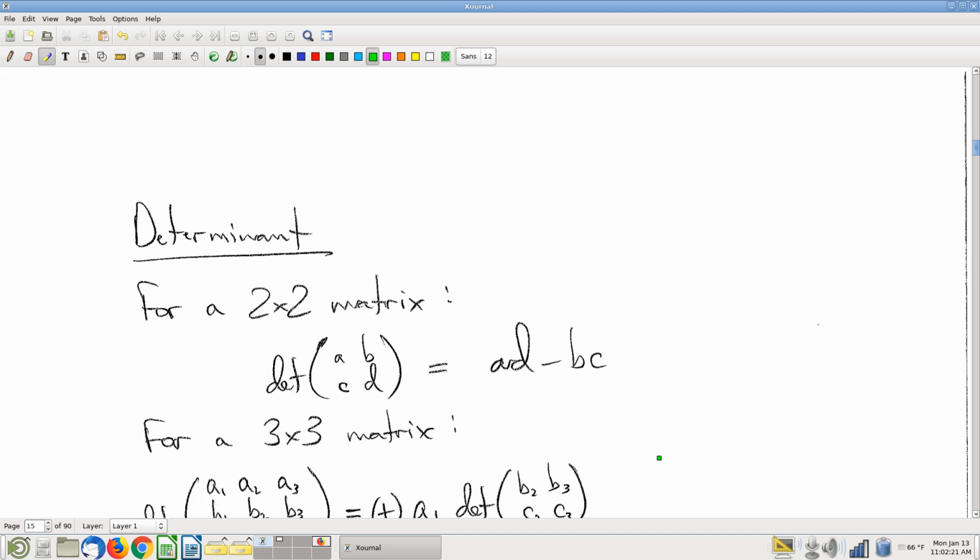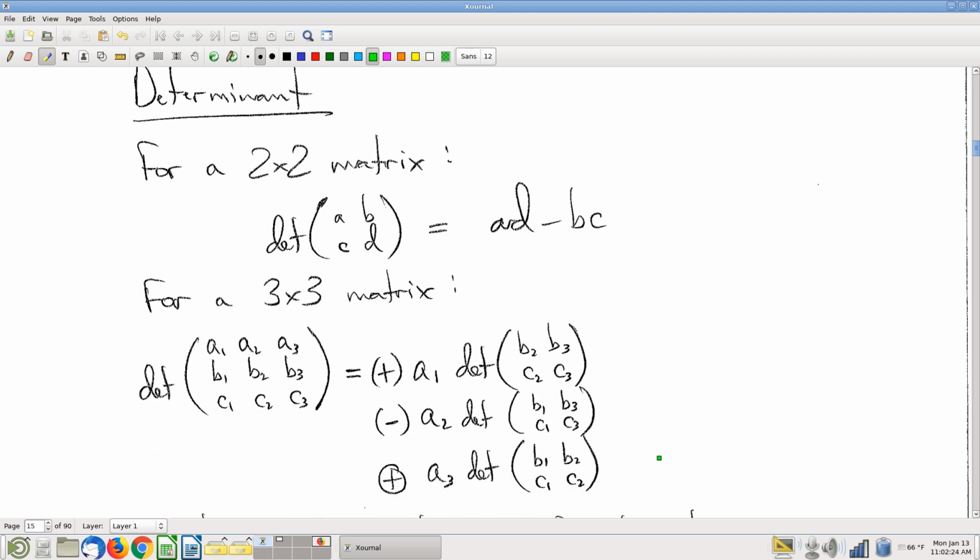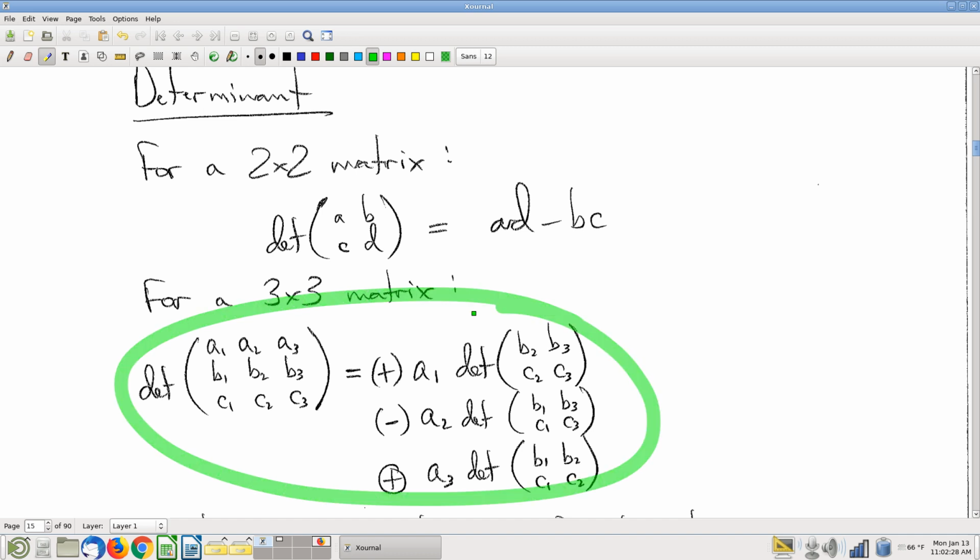Here's the formula for a 3x3 determinant. This is quite a bit weirder. There it is. There's your 3x3 determinant. Why? Where did this come from? Why do we care about this thing? Well, heavy question, but it turns out that this has some remarkable properties.